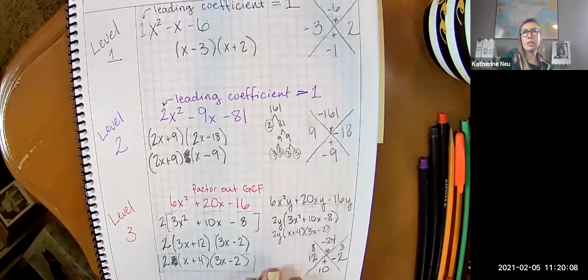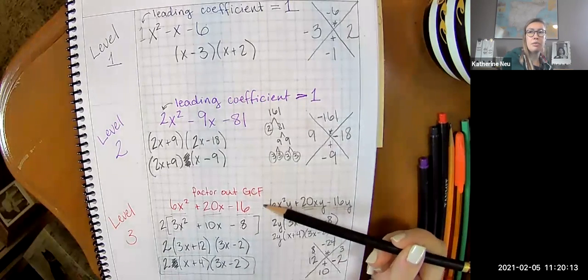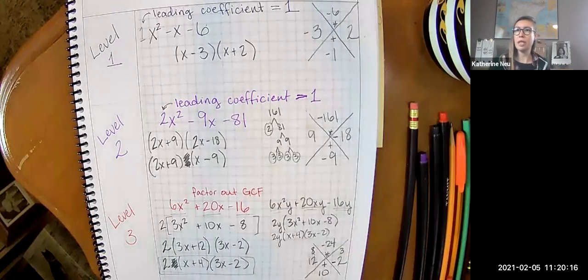So I hope that helps. Level 1, level 2, and level 3 factoring. You do have a level 3 on your quiz, so that's why I wanted to make this video for you.